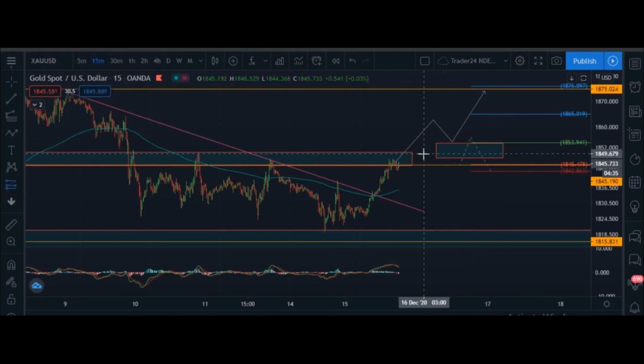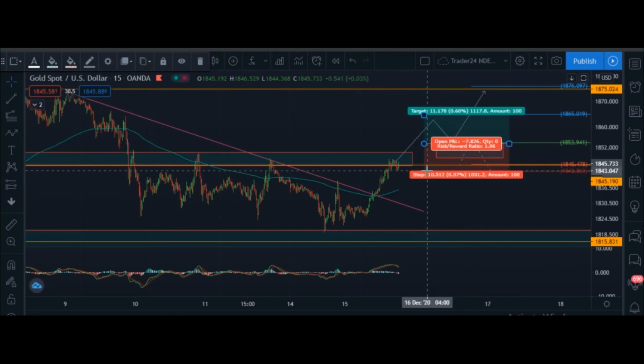The entry point, with risk and money management for the placement of stop loss and take profit.